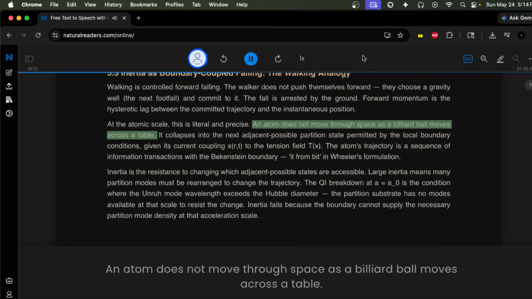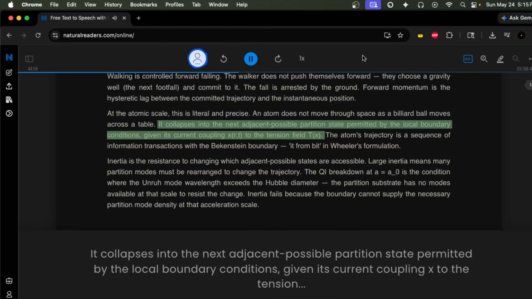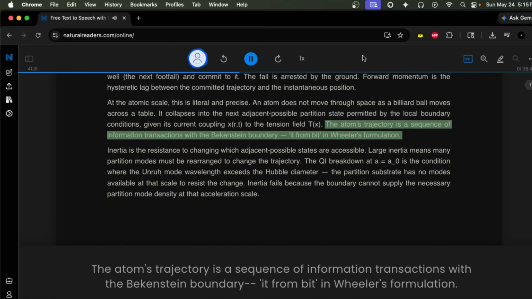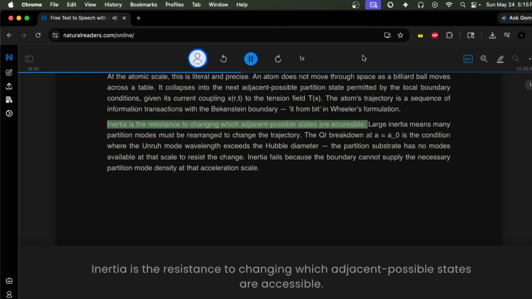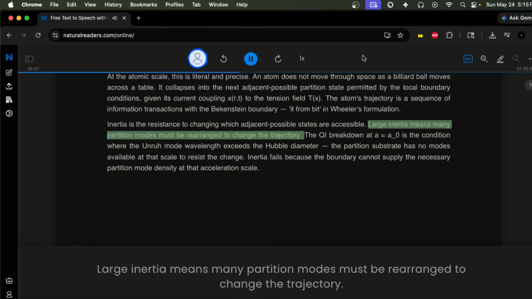An atom does not move through space as a billiard ball moves across a table. It collapses into the next adjacent possible partition state permitted by the local boundary conditions, given its current coupling X to the tension field T. The atom's trajectory is a sequence of information transactions with the Bekenstein boundary, it from bit, in Wheeler's formulation. Inertia is the resistance to changing which adjacent possible states are accessible. Large inertia means many partition modes must be rearranged to change the trajectory.